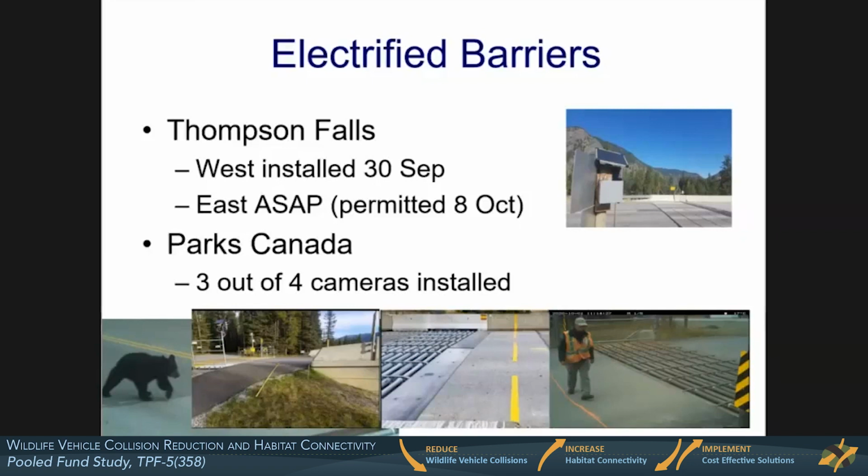By the way, this is also the case in Thompson Falls and any of the other locations that we evaluate. It is a way to standardize the barrier effect of these electrified barriers. Animals that enter the zone within 2 meters of the barrier are evaluated for their behavior. Do they cross? Do they not cross? And this way we can compare the effectiveness across the different sites and the different types of measures.